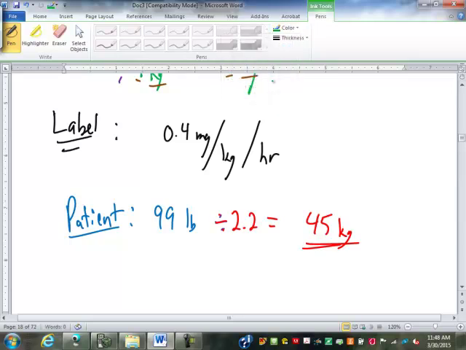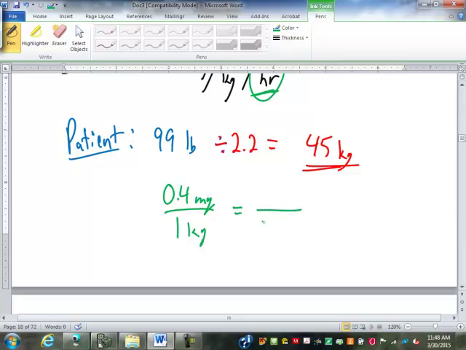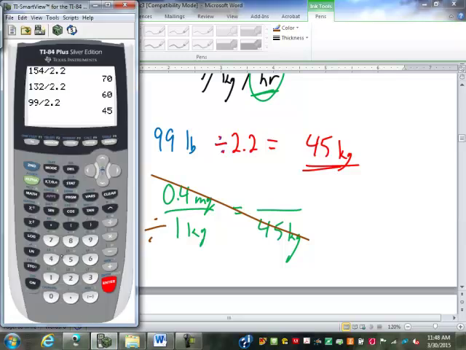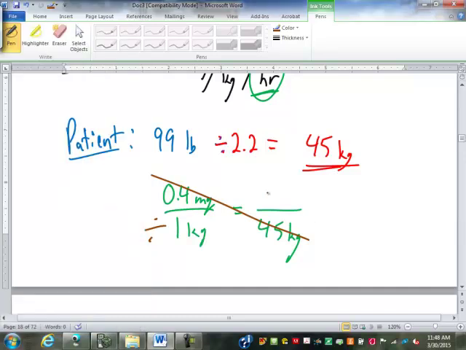Now we can use that for our dosage. We have 0.4 milligrams per 1 kilogram. Again, for now we're going to ignore the hours, but we need to keep track of it because we will need that in just a second. We want to know how many milligrams that would be for a patient who is 45 kilograms. So we're going to cross multiply and divide. 0.4 times 45, I believe it's 18, but I'm going to double check. It is. Divided by 1, of course, gives us 18 milligrams of medication. Now, to double check, we have to look. That was per hour, so this is 18 milligrams per hour.